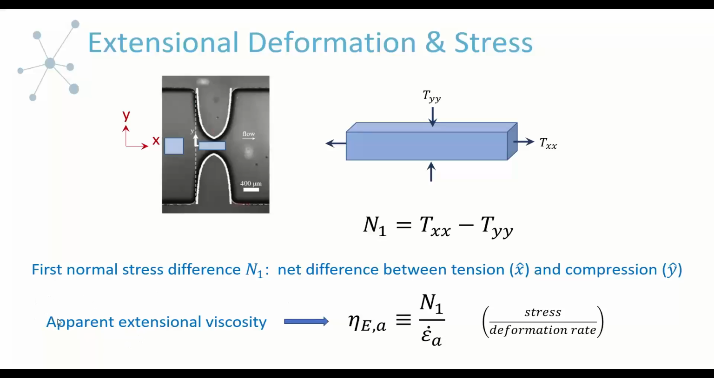And we generally use the term apparent extensional viscosity because there are some approximations that we're making when we do the calculation. We'll hint at some of those as we move along. But remember, all of these properties are calculated, they're never directly measured.